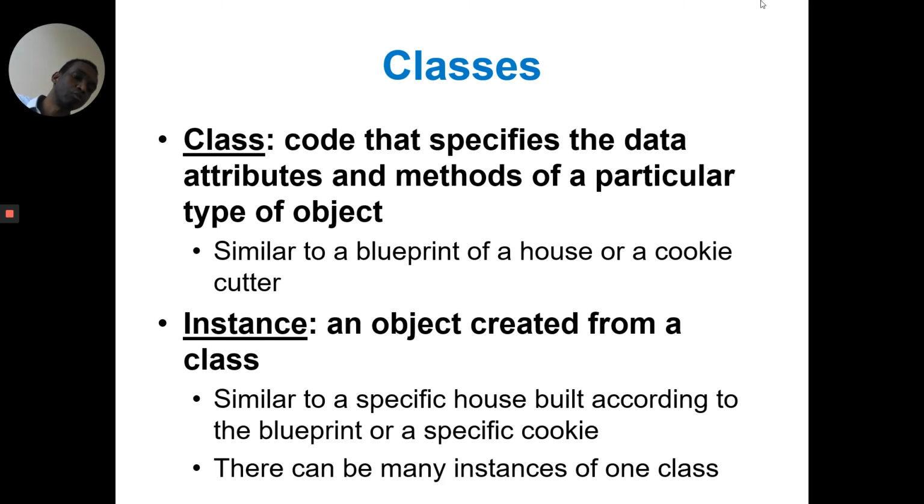Okay. Similar to a blueprint of a house or a cookie cutter, an instance is an object created from a class. Meaning that if you created that prototype, you can take it to Asia or Africa, anywhere, and you're just saying, let me create another object from that. Any other house or apartment you create from that should be of the same format. Similar to a specific house built according to the blueprint, or a specific cookie cutter, there can be many instances of one class.